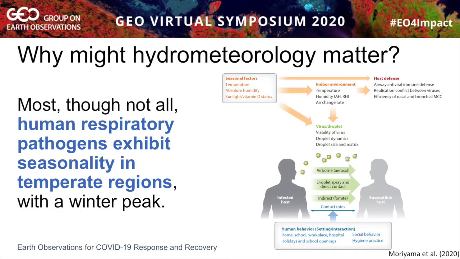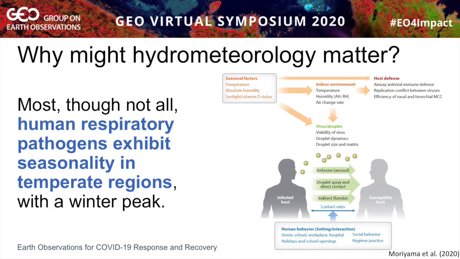And that is simply because COVID-19 is a respiratory pathogen. And these kinds of respiratory pathogens are known very often, not always, but very often, to exhibit seasonality in temperate regions, which we believe is due to environmental factors, largely meteorologically driven.